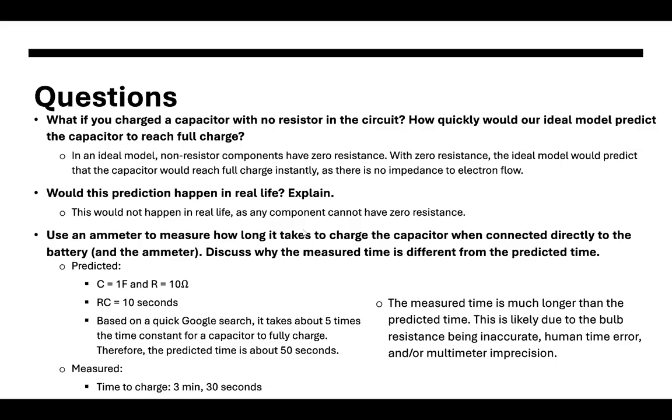Then for this final question, we predicted our RC time constant to be 10 seconds, and the time to fully charge the capacitor is about 5 times that, so we predicted about 50 seconds, but we did 3 minutes and 30 seconds to really ensure it. But regardless, the measured time is much longer than the predicted time, likely due to bulb resistance being inaccurate, human time error, and or multimeter imprecision.